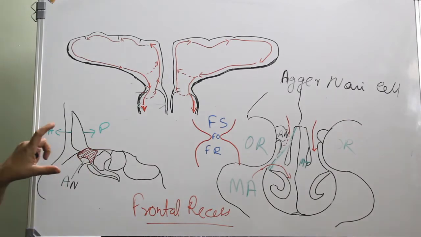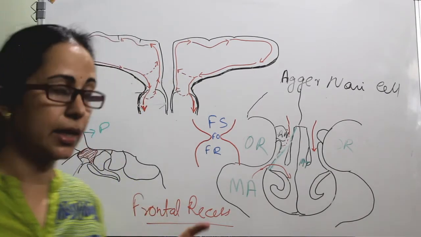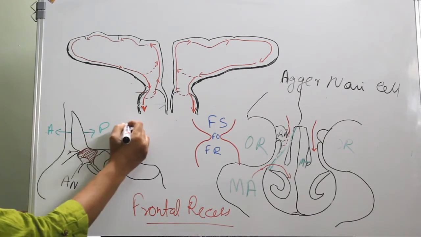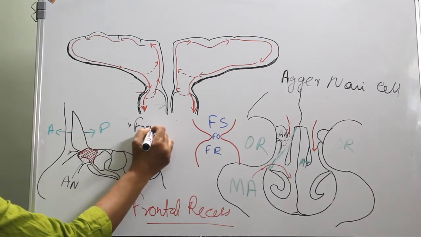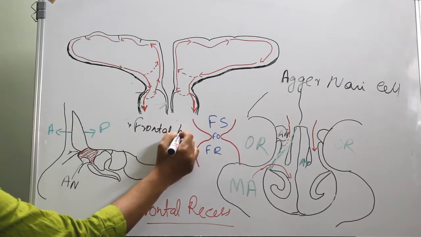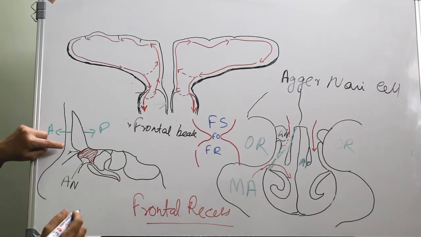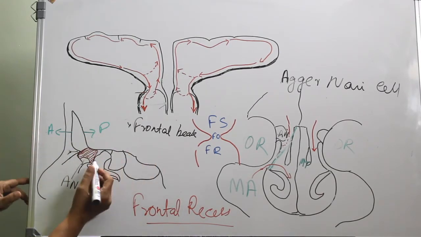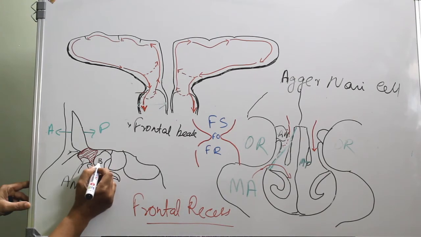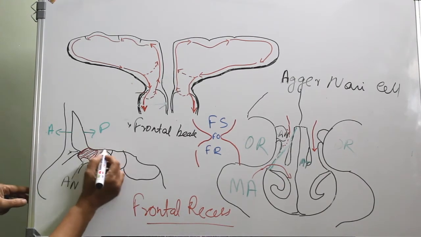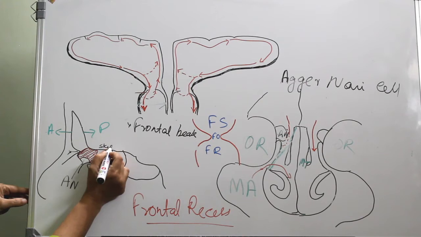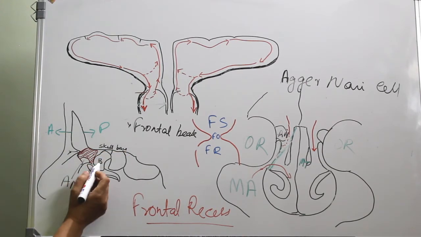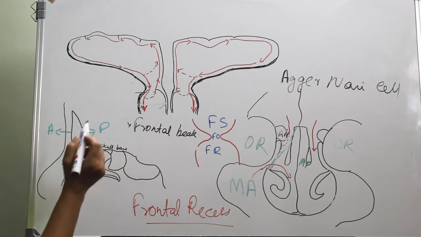So anteriorly, what are the limits of the frontal recess? Anteriorly comes the frontal beak. Okay, this part. What is that? That is the frontal beak. So anteriorly the frontal beak and the agar nasal, and the posterior limit, what is this? This is the ethmoid bulla, right? And this is the skull base. So the posterior limit is by the bulla ethmoidalis and the skull base.